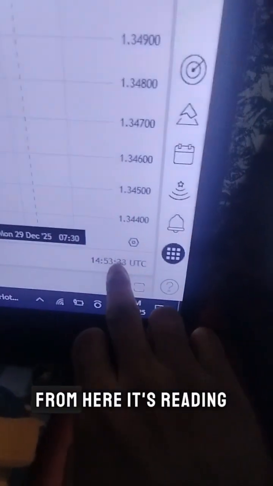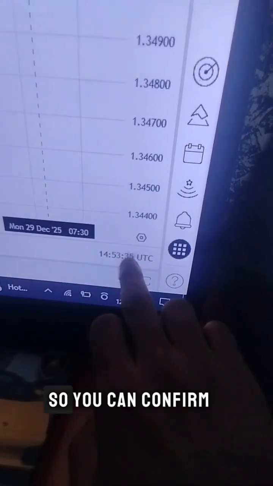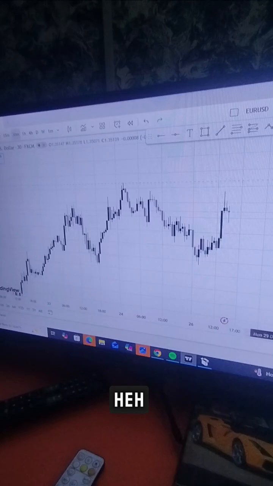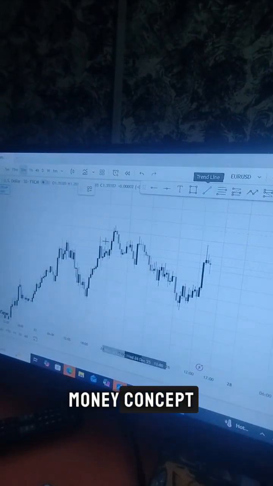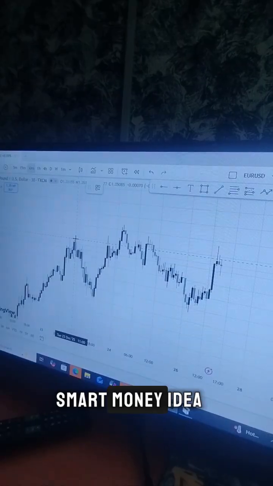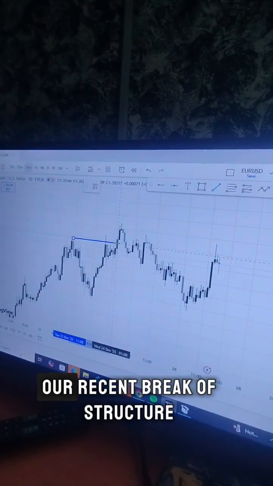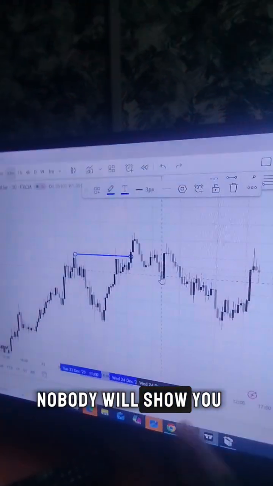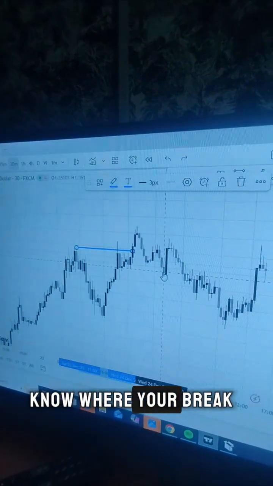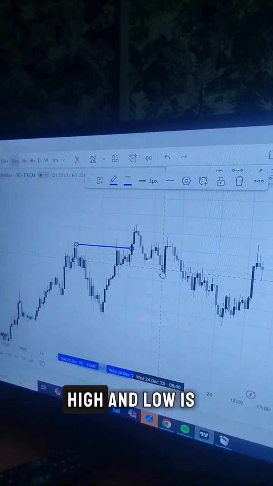Right now we want to analyze this pair using the smart money concept. We want to identify our recent break of structure. From your left, you'll be able to know where your break of structure is and where the recent high and low is.